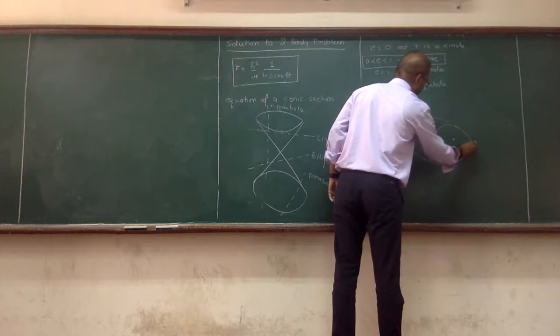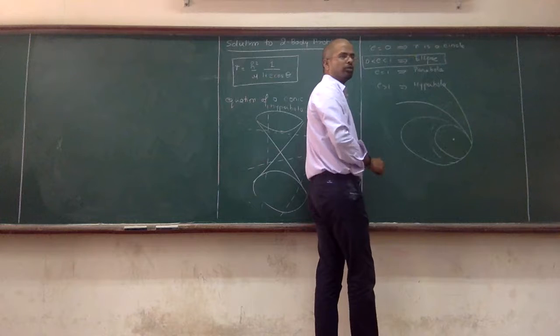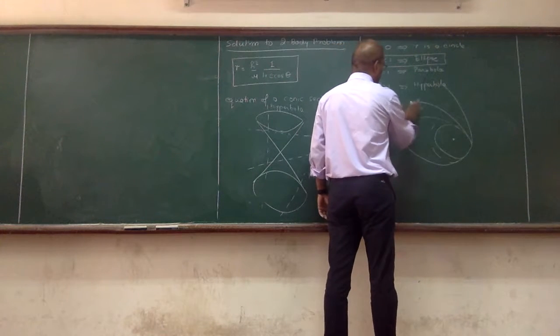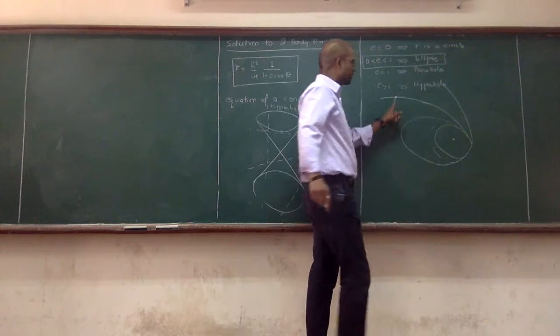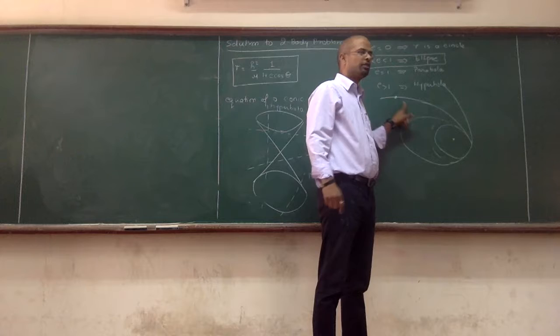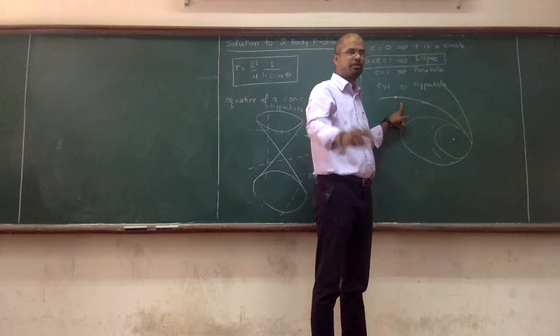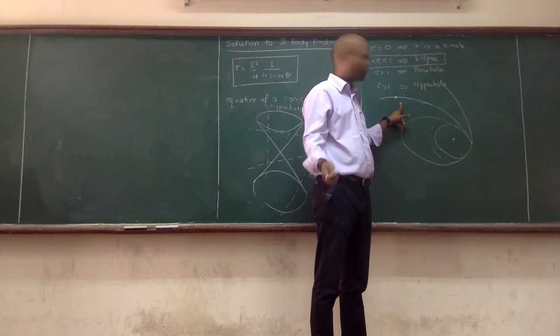You have a circle, you have the parabola, and you have the hyperbola. Okay, so here what happens is, you just stay here with respect to here. You're just trying to catch up. If you get into a parabolic orbit, that's it. You don't have any more energy. You can never come back.